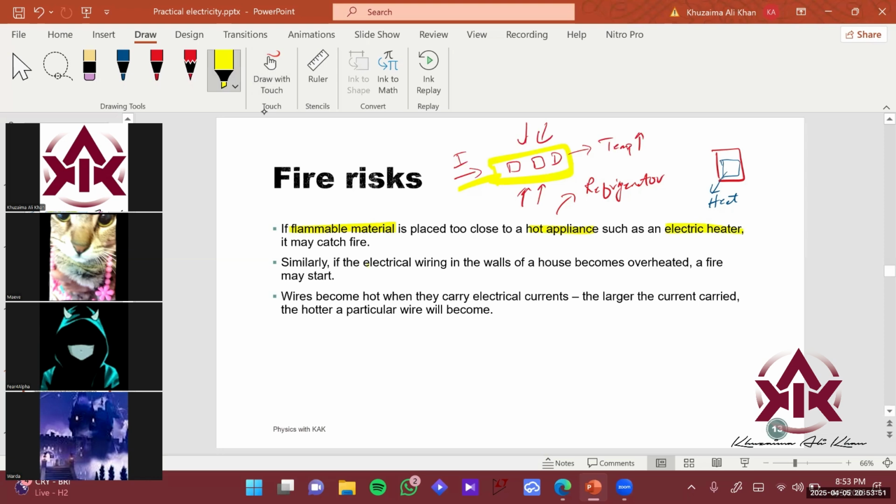So if the electric wiring in the walls of a house becomes overheated, a fire may start, right? Let's say we have a very old house, okay? Your lights are fluctuating, but you don't care, right? And the wires, with time, they get damaged, right? There might be rainfall in your house, and some leakage inside your roofs, which can damage the wires. So after 10, 12 years, your wire becomes pretty damaged here.